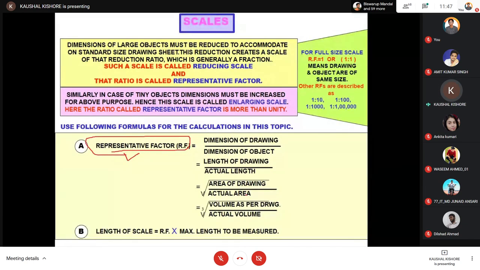Next class I'll discuss the RF, that is called the representative fraction, and with the help of the representative fraction, you can form the length of a scale. Suppose you want to draw a 500 meter length, so with the help of this parameter, the RF, you can reduce the length of a scale. That I shall discuss in the next class. If you have any doubt, you can ask.